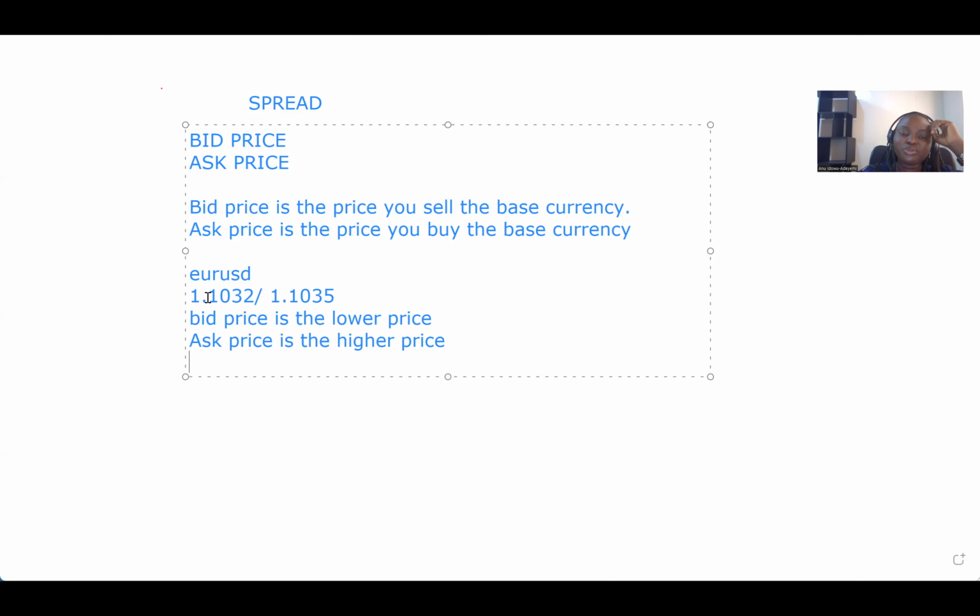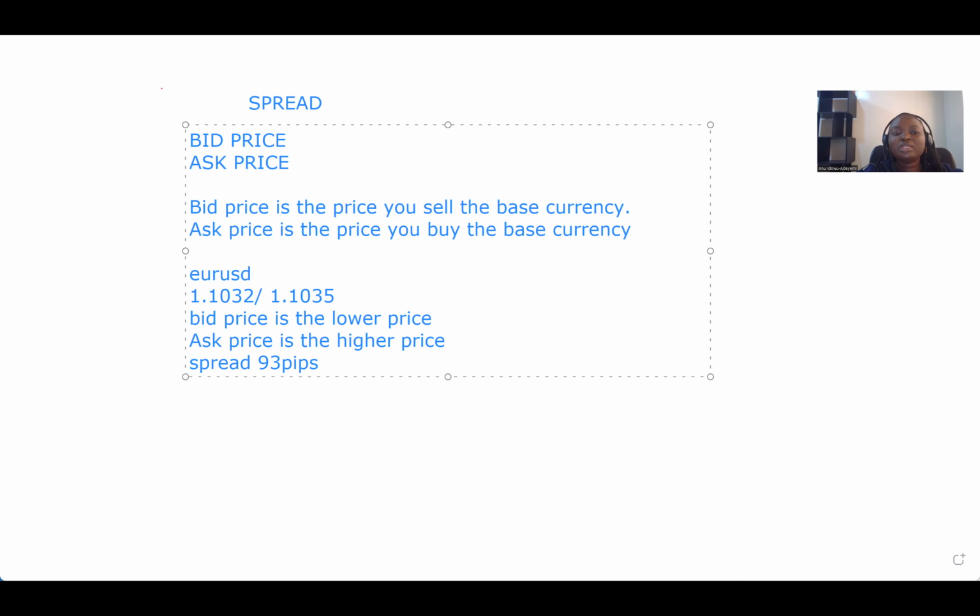Now the broker will give you the bid price, which is lower here because you're selling, while the ask price is higher. Now with this, you can see that the difference is just 3. Now, here comes the spread. So the spread is 3 pips. Are we together? The spread is 3 pips from this illustration.